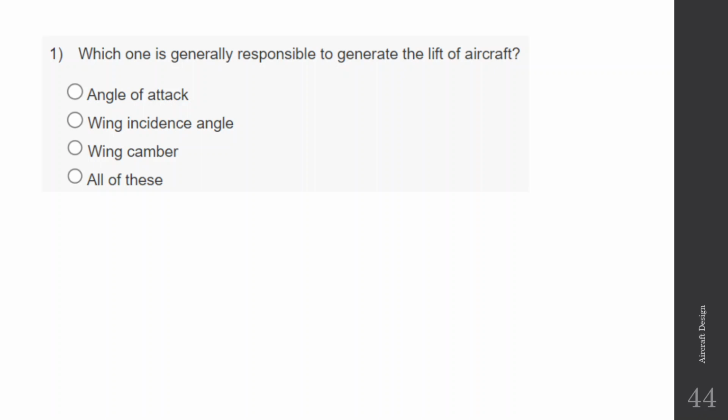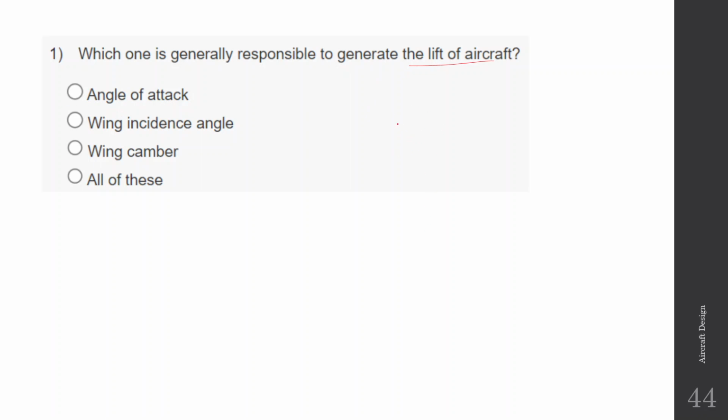Yes, so you are right. The lift, all of these factors, they are responsible to generate the lift of the aircraft. So we'll discuss these factors.